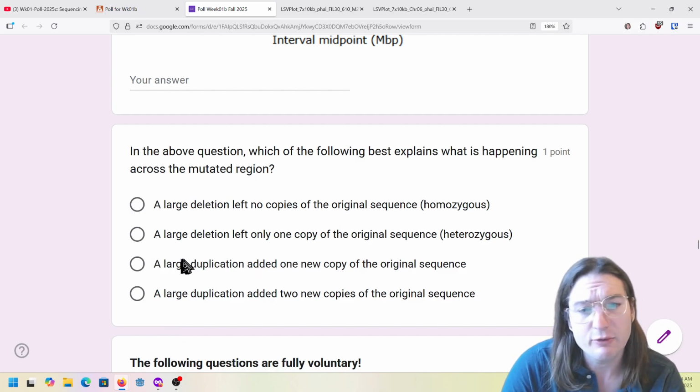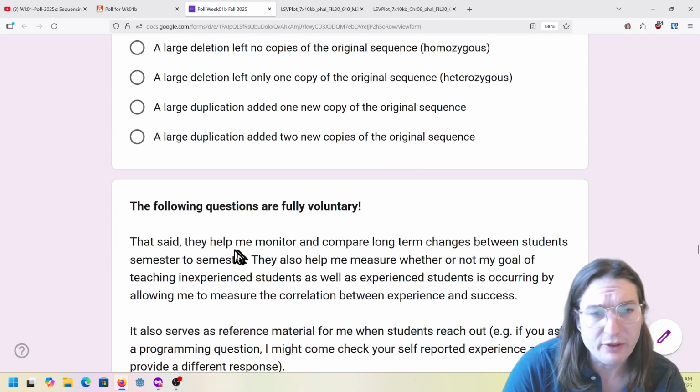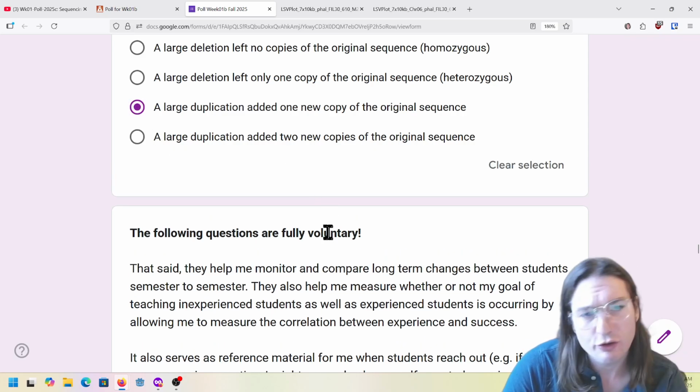So definitely a duplication. And it says one duplication added 1 new copy or 2 new copies. Well, 2 new copies would end up adding 4. So that's definitely 1 new copy, becoming a partial trisomy.